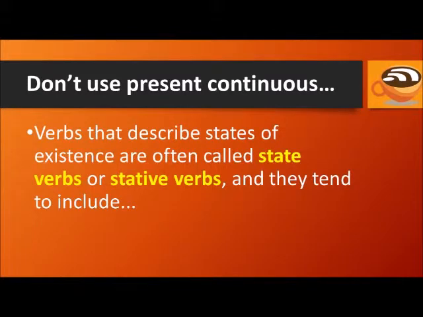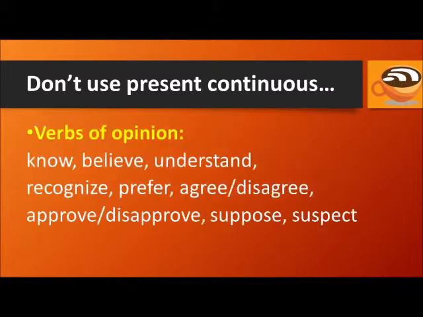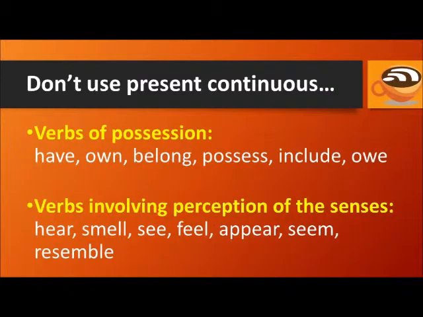Verbs that describe states of existence rather than actions are often called state verbs or stative verbs. They tend to include verbs of opinion, like know, believe, understand, recognize, prefer, agree and disagree, approve and disapprove, suppose and suspect. Verbs of possession, like have, own, belong, possess, include, and owe.